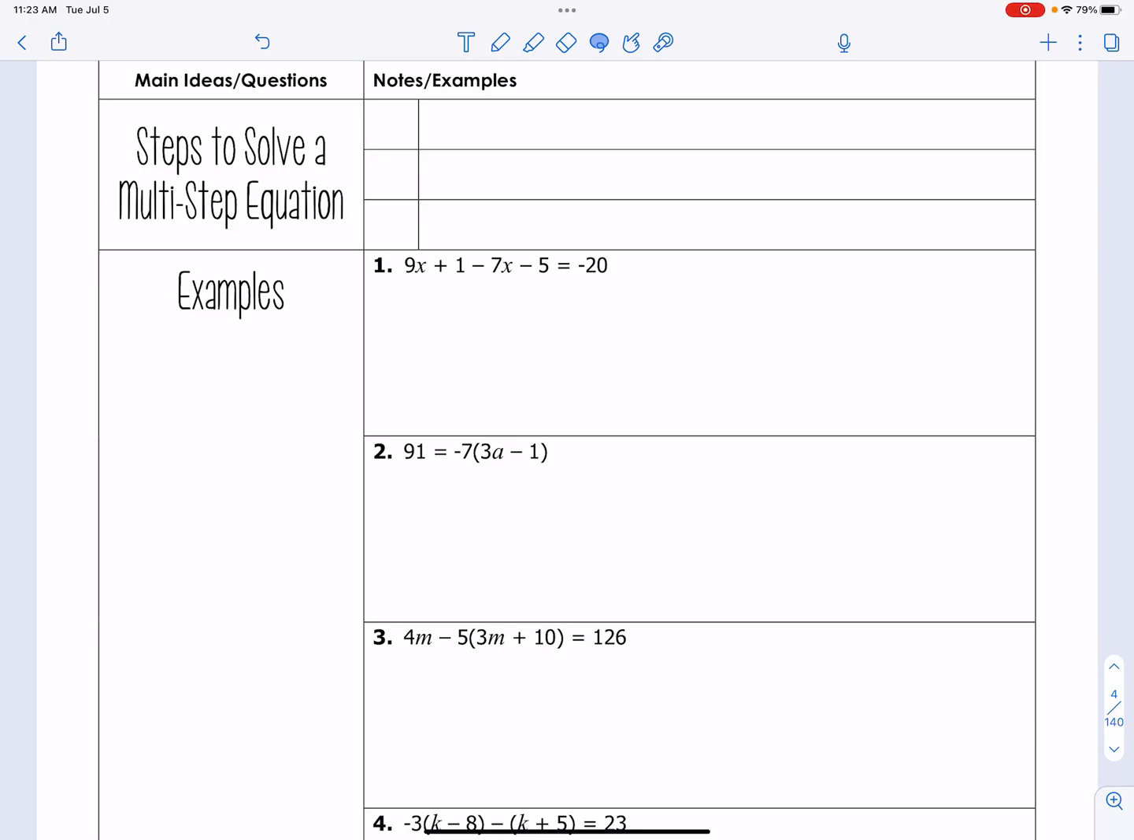All right, this first one is on solving multi-step equations. They like to share these steps. Use them, don't use them, it's up to you. The first thing is you distribute.